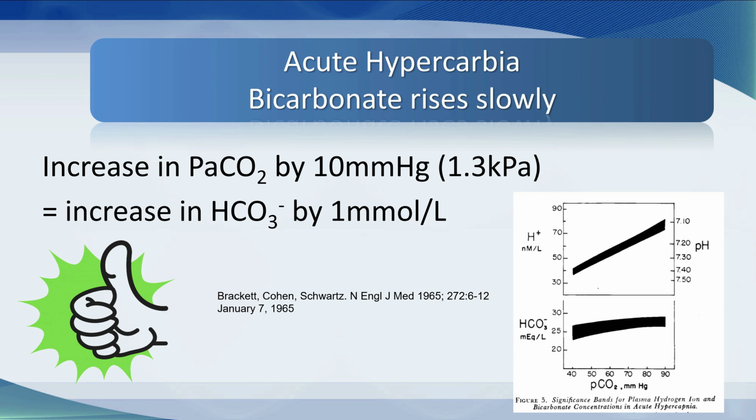For every 10 millimeter of mercury increase in the partial pressure of carbon dioxide acutely, that's 1.3 kilopascals, there is an increase in the bicarbonate by 1 millimole per liter. And again, this came from the wonderful work by Brackett and Schwartz and Cohen back in the mid-60s. And you can use this anytime very simply without having to resort to Henderson-Hasselbalch. But I think just once you should do it.